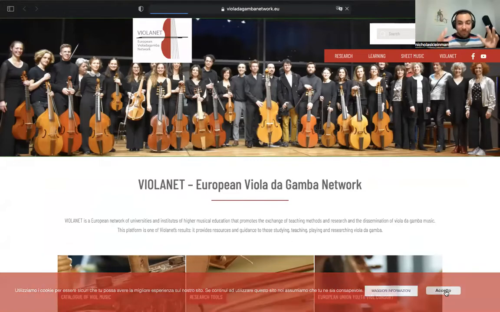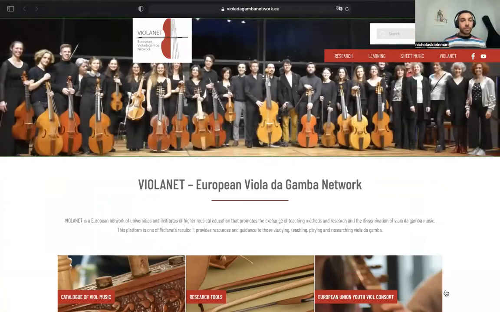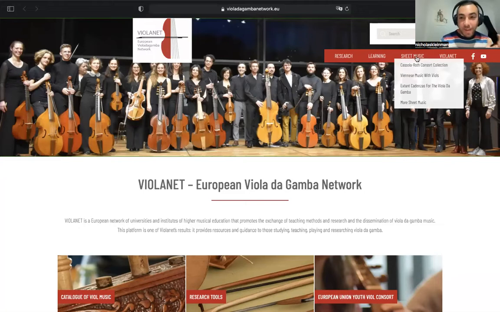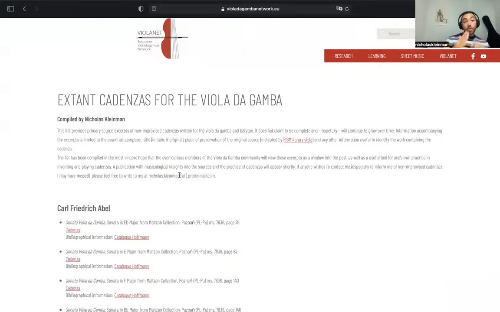It's really a melting pot of the research between different universities, and it's, as I've been told and experienced, the brainchild of Bettina Hoffman. So everyone should use this resource. I use it a lot. It's great, and I'm happy to have my tiny little place in it under sheet music, extant cadenzas for the viola da gamba. So thank you very much, Bettina, for all your help and everything.